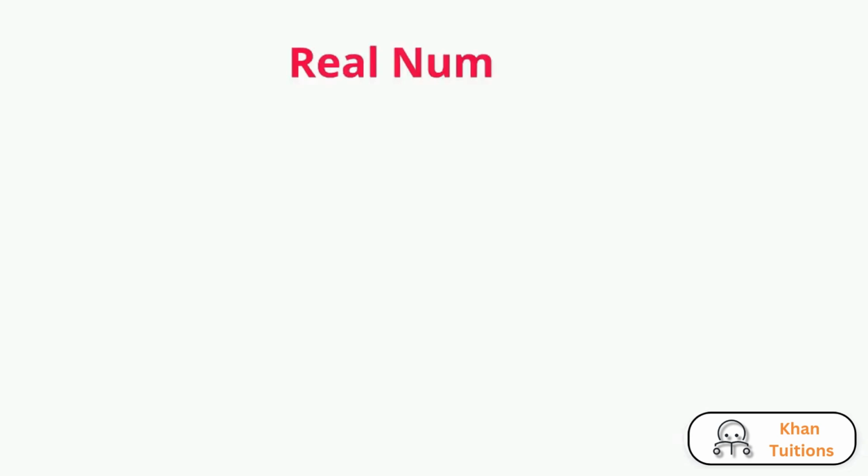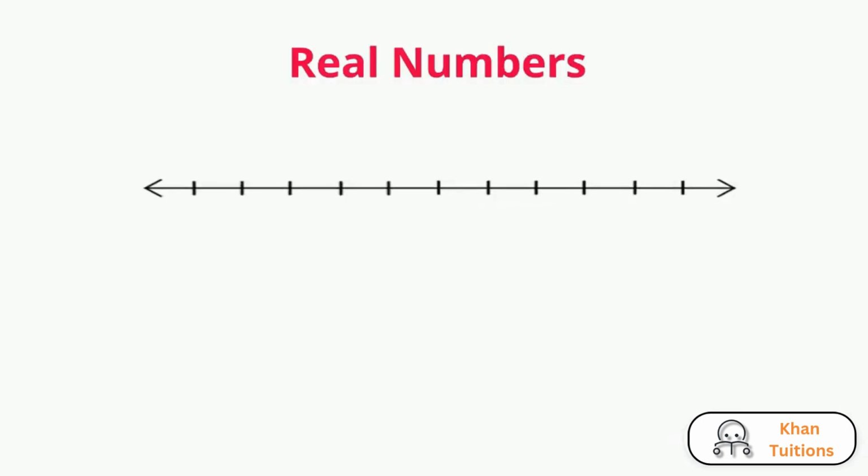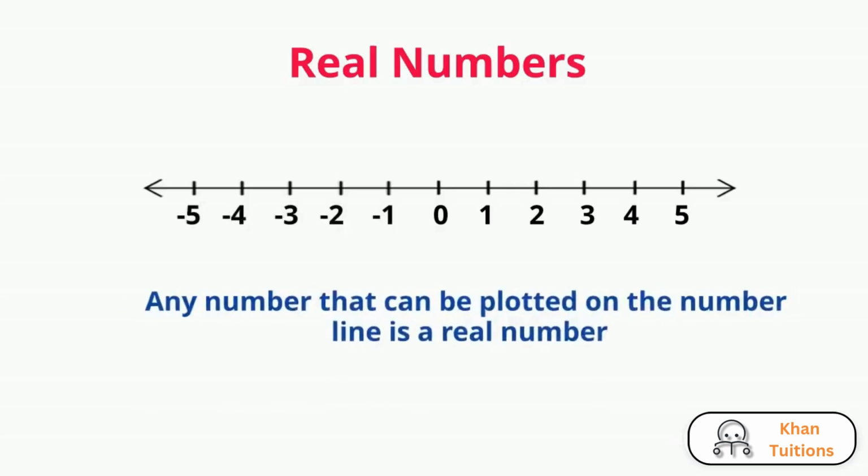To understand real numbers, all you need is to clear the concept of the number line. 0 is at the middle point, positive numbers on the right of the number line, and negative numbers on the left of the number line. Any number that can be plotted on a number line is called a real number.